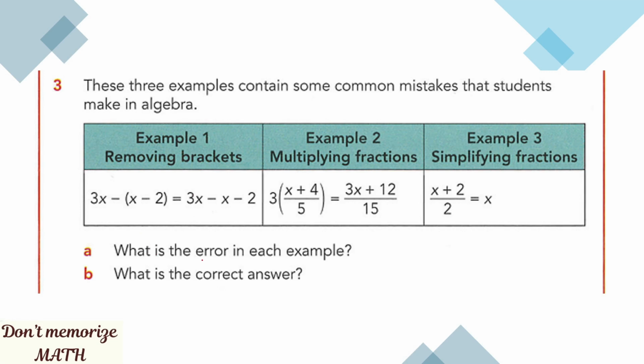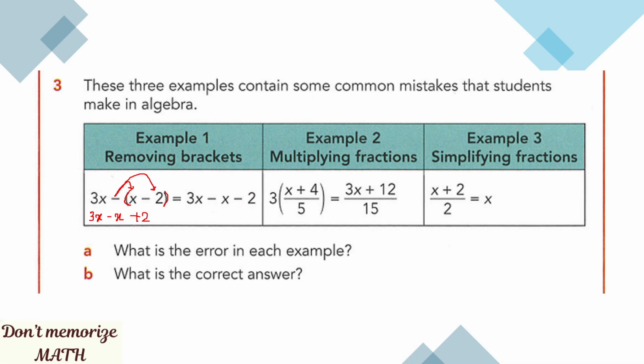Then here, what is the error in each example? So you can see a bracket here. If you have some sign or some number directly outside the bracket, here it is minus. So the minus is for x, and we also have to apply the minus to -2. So we have 3x, minus of x becomes minus x, then minus of -2 becomes plus 2. The mistake is here: it is not -2, it will become plus 2.